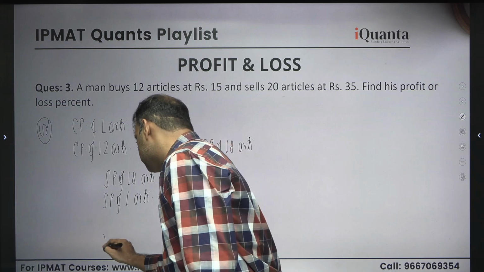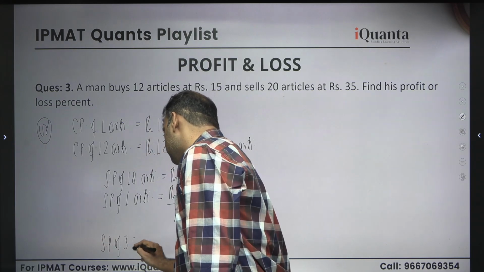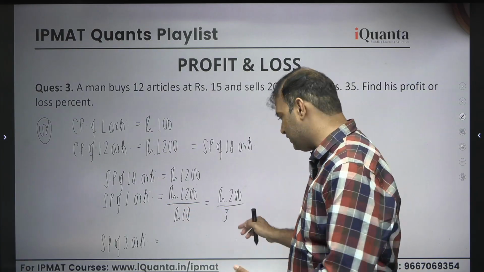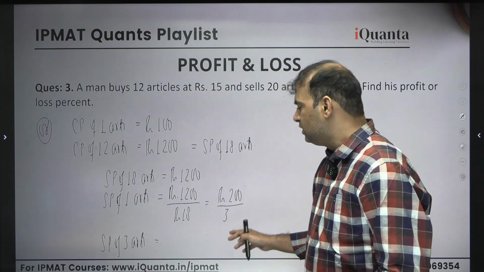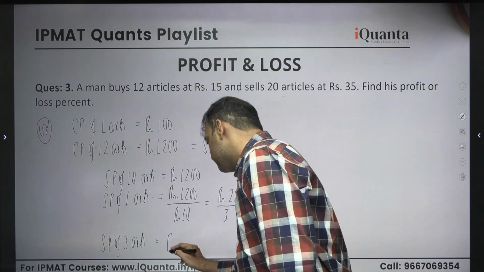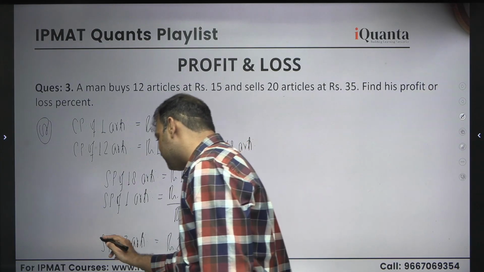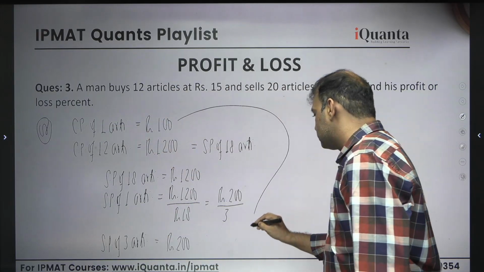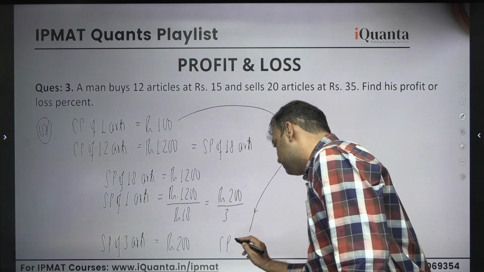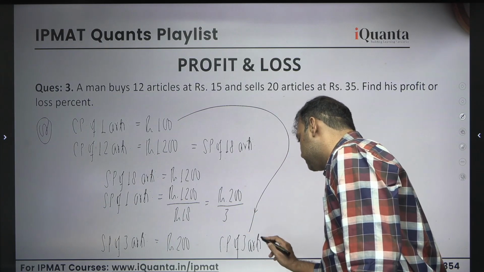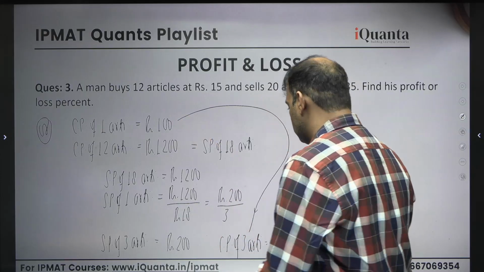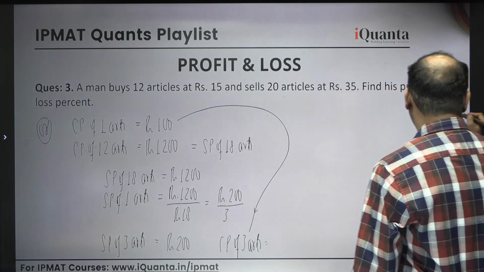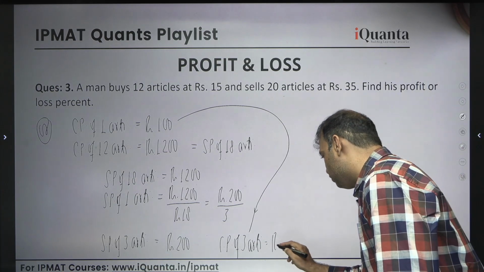So let us find out the selling price of 3 articles. With this, the selling price of one article will get multiplied by 3 and 3 will be cancelled out from the denominator. So 200 by 3 into 3 will be 200. So guys, we can say the selling price of 3 articles is 200 rupees. And remember, the cost price of one article is 100. So from here we can find the cost price of 3 articles. The cost price of one article we assumed as 100, so the cost price of 3 articles must be rupees 300. Simple. Now we have the cost price and also the selling price both for 3 articles.